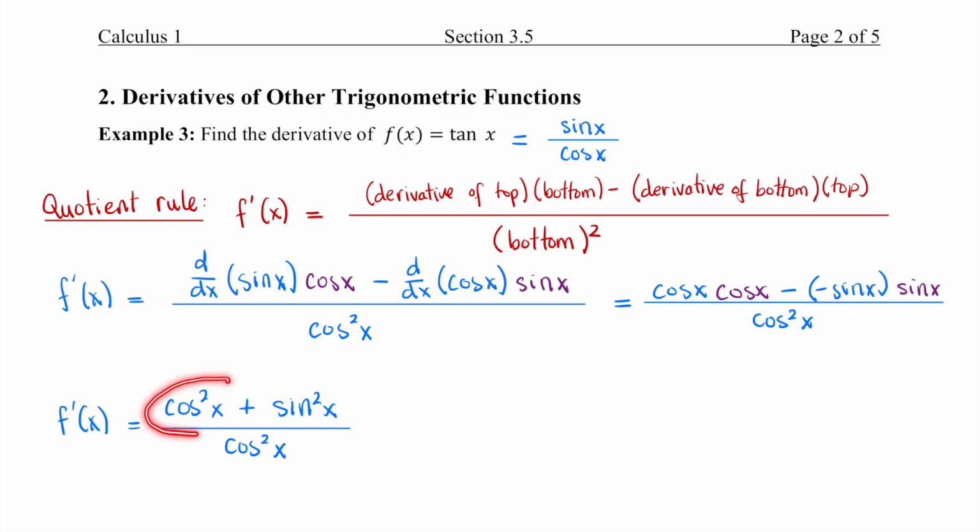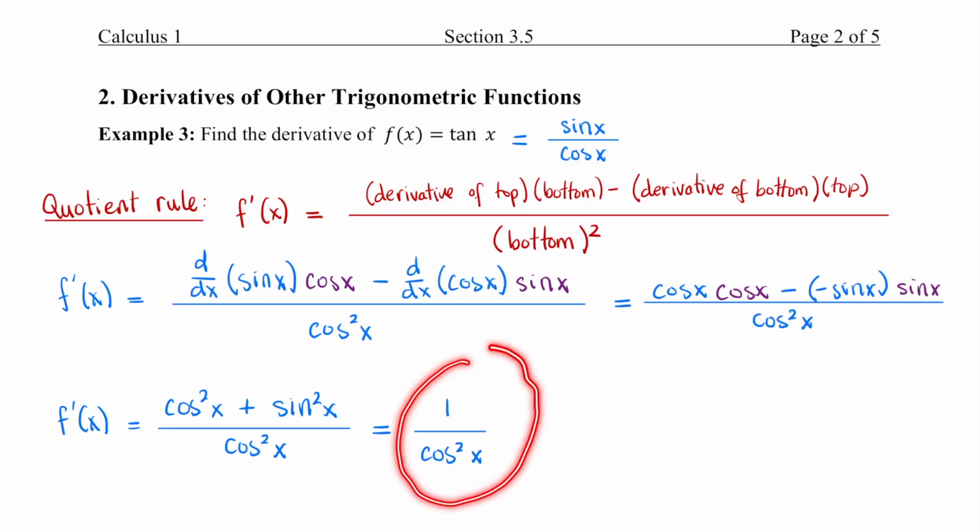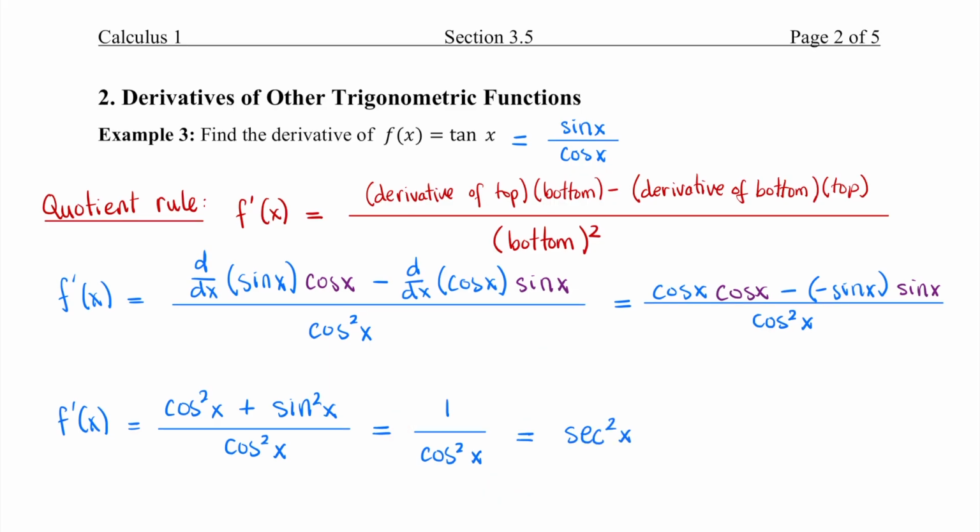Remember the Pythagorean identity? Cosine squared x plus sine squared x equals 1. So the numerator is 1. The denominator stays as cosine squared x. This gives us 1 over cosine squared x. And that expression is the same as secant squared x. So the derivative of tangent x equals secant squared x.